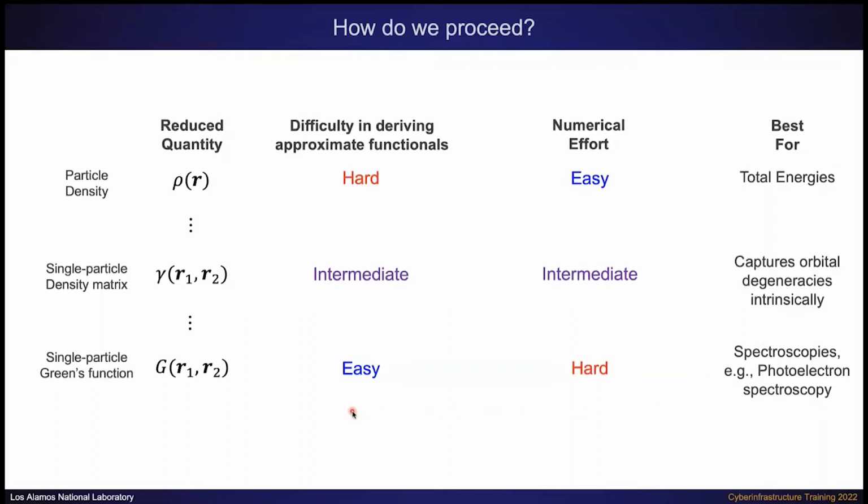And then we have the Green's function, which is the opposite of the single particle density. It's very easy to derive various different functionals, which I'll show some of tomorrow in my next talk. It's very, very easy and very constructive to build different approximations. It becomes very, very hard to implement though. You can have very strong numerical challenges that you have to overcome, and they take up a lot of resources to be able to perform these calculations.